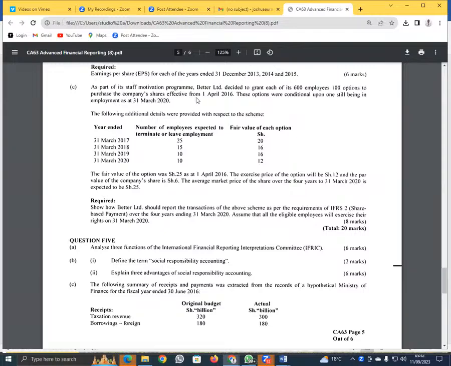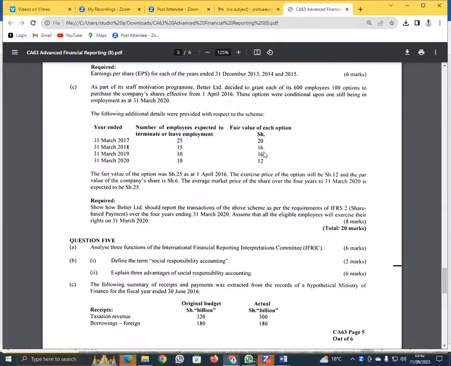The date of the promise is 1st April 2016. We are told the fair value of the option was 25 as at this date. So this 25 is what I will go with. All these other values given here, the share price and the rest, are hot air, useless. They simply want to confuse me. They simply want me to fail this paper.